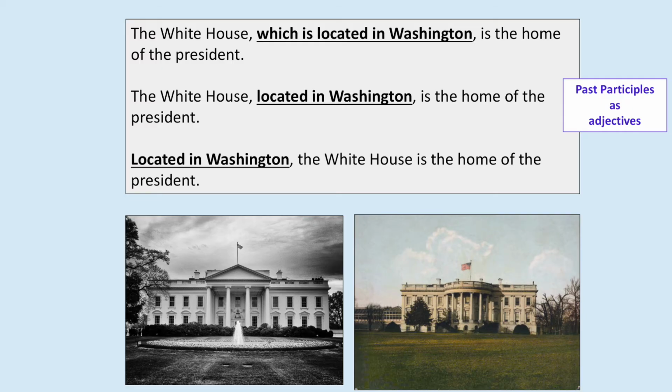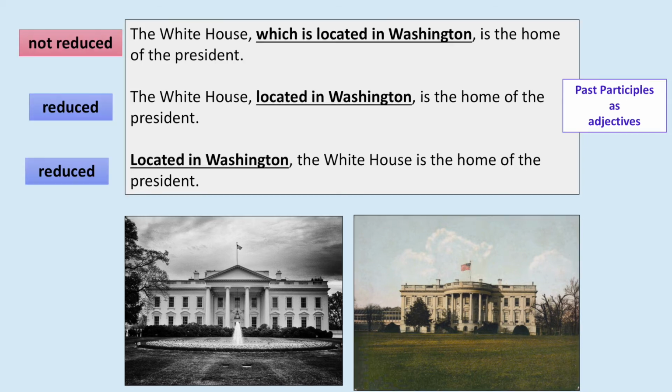Look at the first sentence. The White House, which is located in Washington, is home of the president. This is a non-reduced adjective clause. The next 2 sentences have just the reduced located in Washington clause. The non-reduced clause has the connector, which, and the be verb, is. The reduced adjective clauses do not have these things.